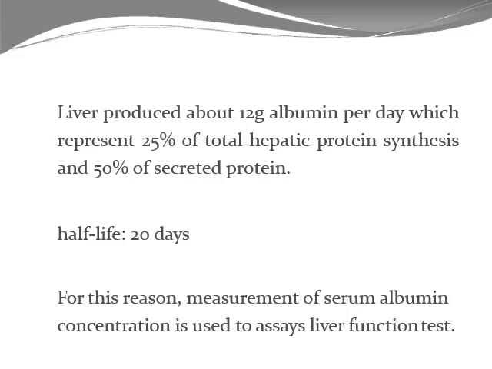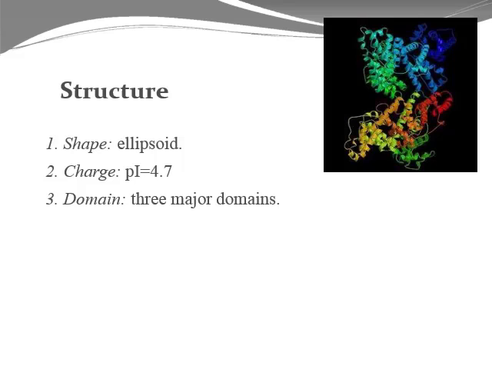As the majority of albumin is produced by the liver, in order to assess the liver function, we most commonly measure the serum albumin, because this gives us an indication about how well our liver is functioning. The structure of the albumin, as you can see in the image, is somewhat ellipsoid. It has a charge and also has three major domains in the structure.